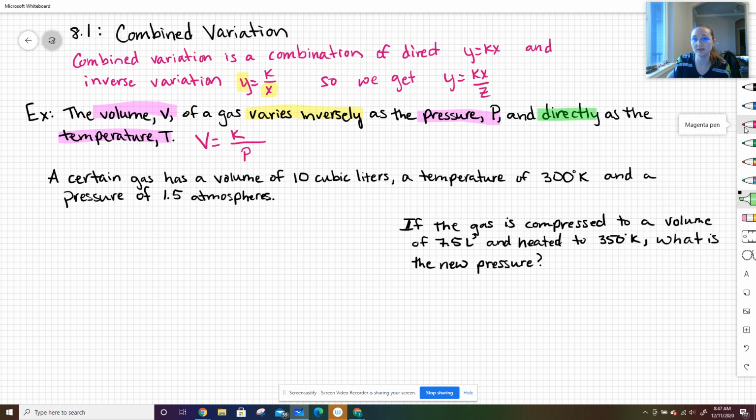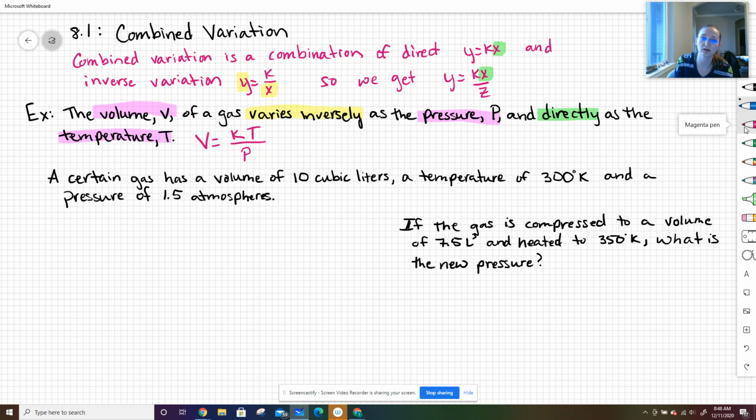And directly as the temperature. So direct variation is the multiplication one. So that's where the temperature is going to live. So the temperature is going to be the multiplication in the numerator, like so. So it tells you exactly where each part goes.